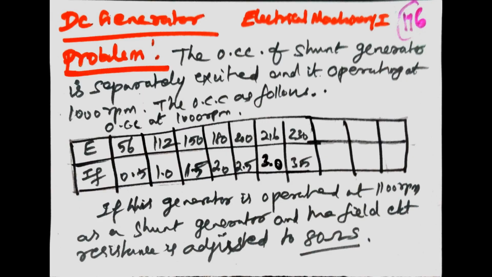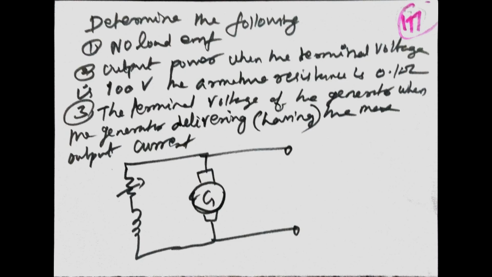The OCC of a separately excited generator is operating at 1000 RPM. The OCC is tabulated as shown in the figure, E versus IF. If the generator is operated at 1100 RPM as a shunt generator and the field circuit resistance is adjusted to 80 ohms, determine the following: the no load EMF, and the output power when the terminal voltage is 100 volts. The armature resistance is 0.1 ohm. Also find the terminal voltage of the generator when it is delivering the maximum output current. The generator circuit is shown in the figure.